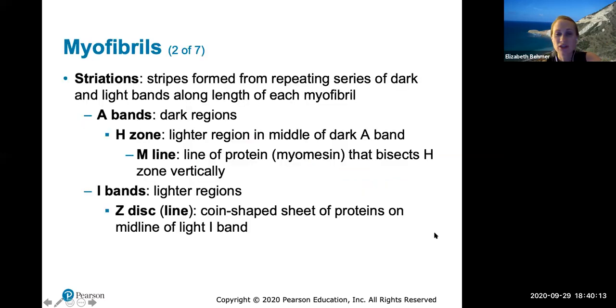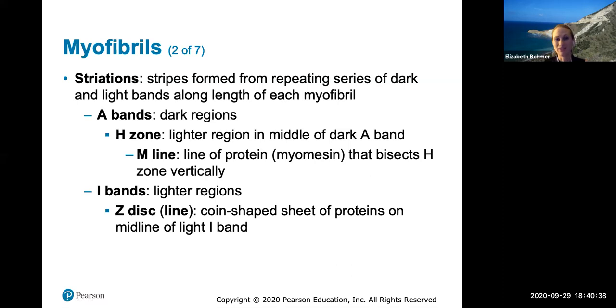So the striations are just the stripes formed in the myofibrils, and they are formed from repeating series of dark and light bands. I will expect you guys to know the names of these different types of bands. The A band refers to dark regions. The H zone refers to the lighter region in the middle of the dark A band. The M line is the line of the protein that bisects the H zone.